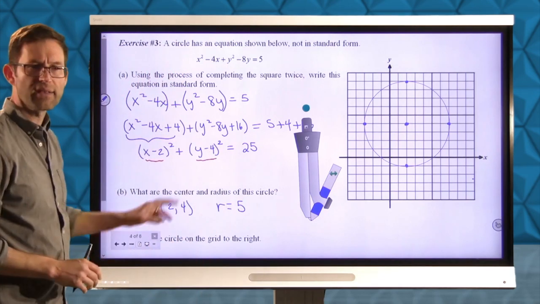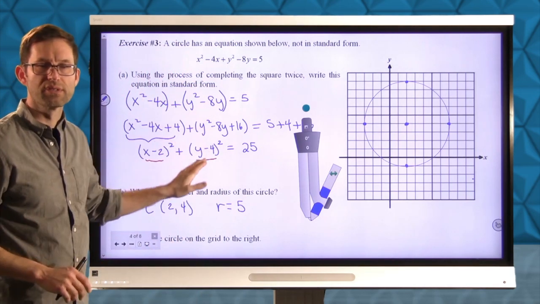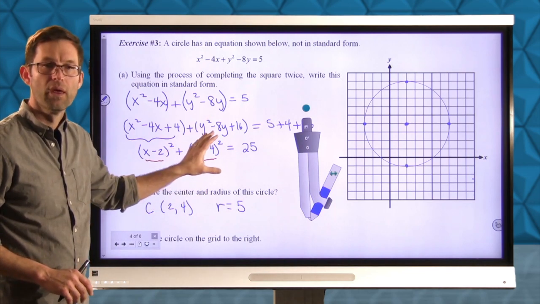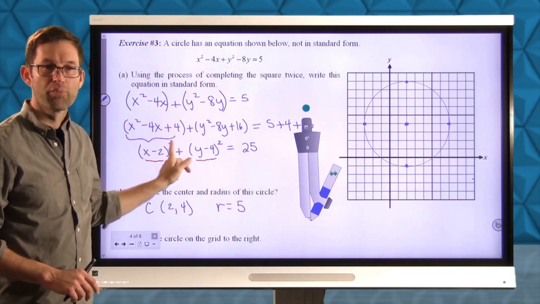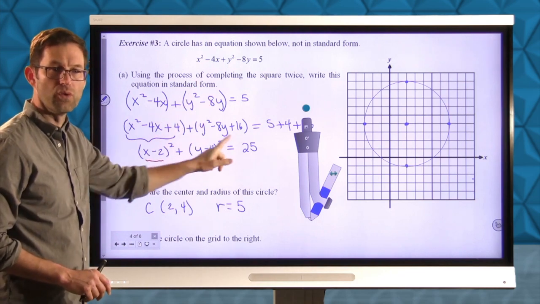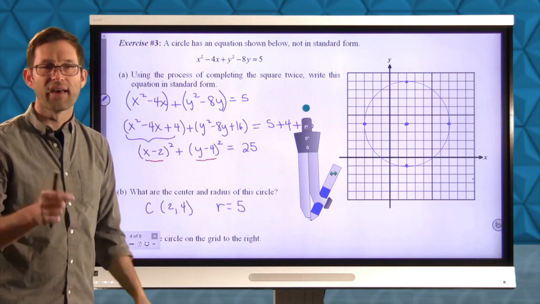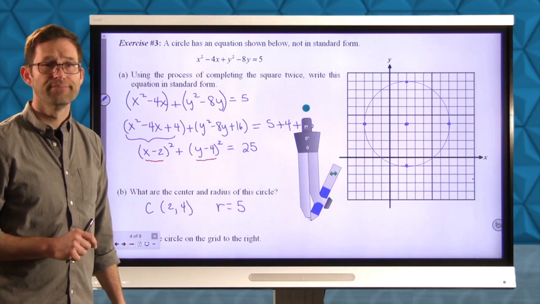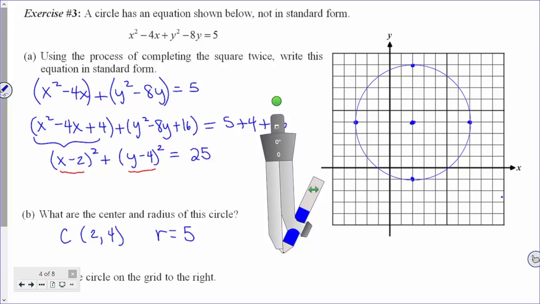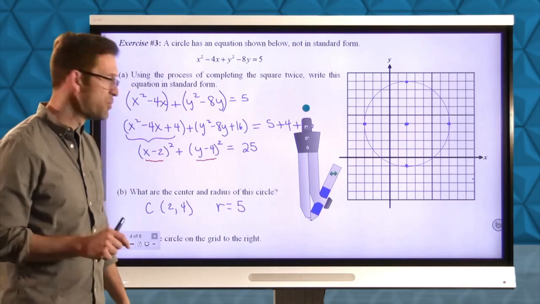So let me step back so that you can really take a look at this work. This is the most important thing that we did in this problem because it's the first time that we took a circle not in standard form, and through completing the square twice, 1, 2, we were able to get it into that nice form where we can identify the center and identify the radius. So take a second. All right, let's move on.